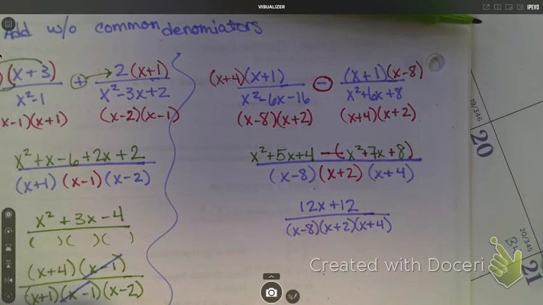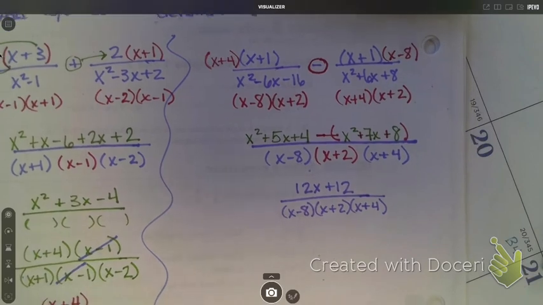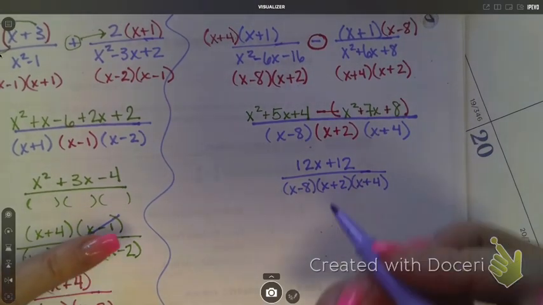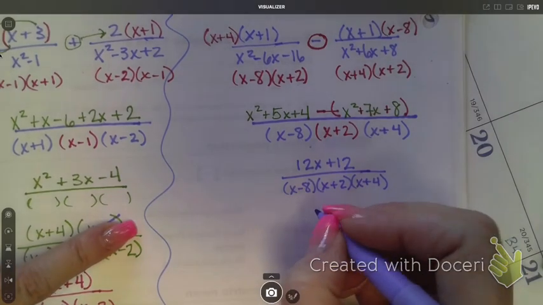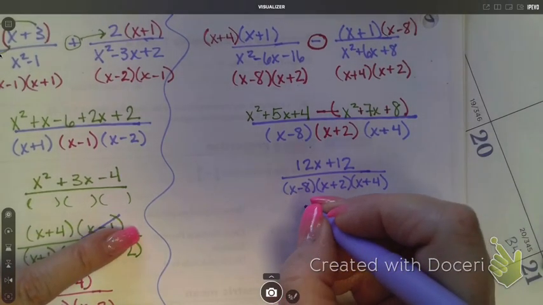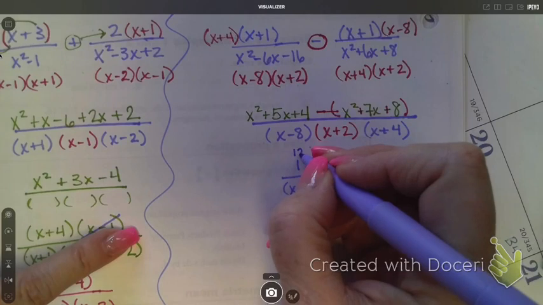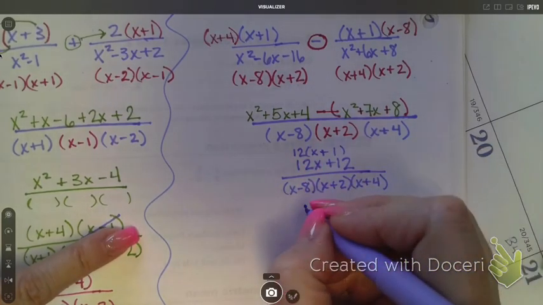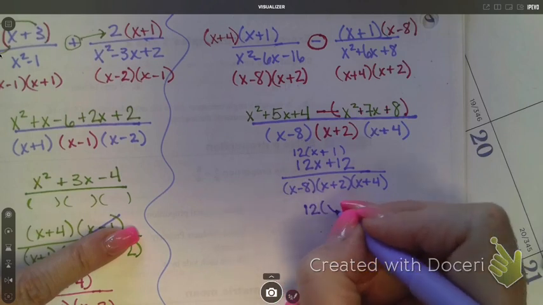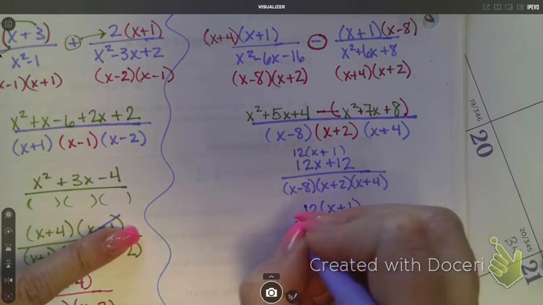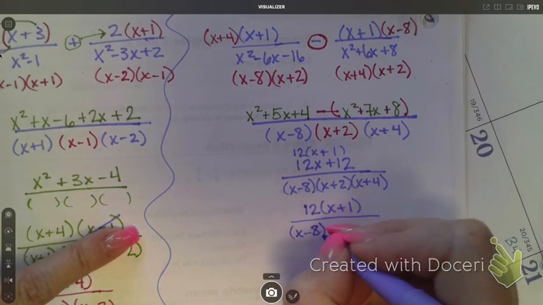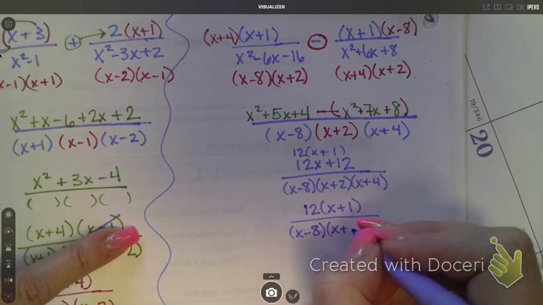Okay, so did you get 12x plus 12? Yep. Now what? Factor the numerator. So you get 12 times x plus 1. Can I just put 12 times x plus 1? Yes. Does that do me any good? Is it going to be able to reduce? No. So let's just leave it how it is. No, we still got to factor it. Okay, why am I factoring it? To show that I looked, right? Yes.